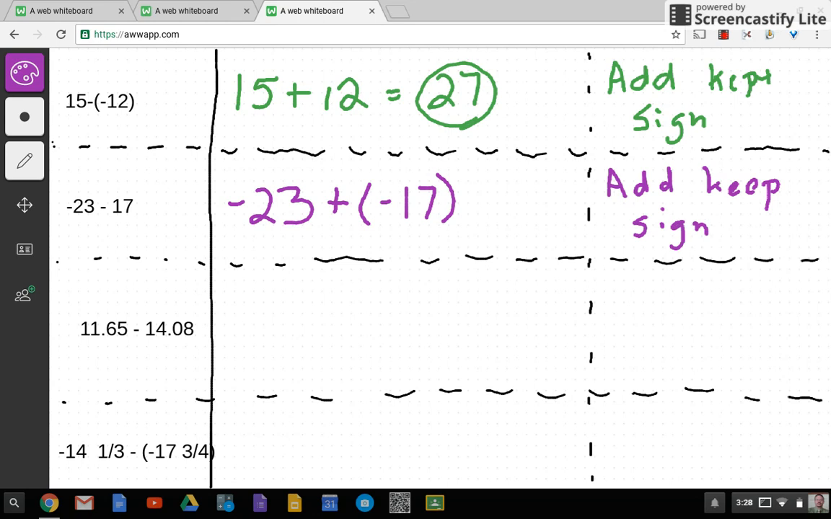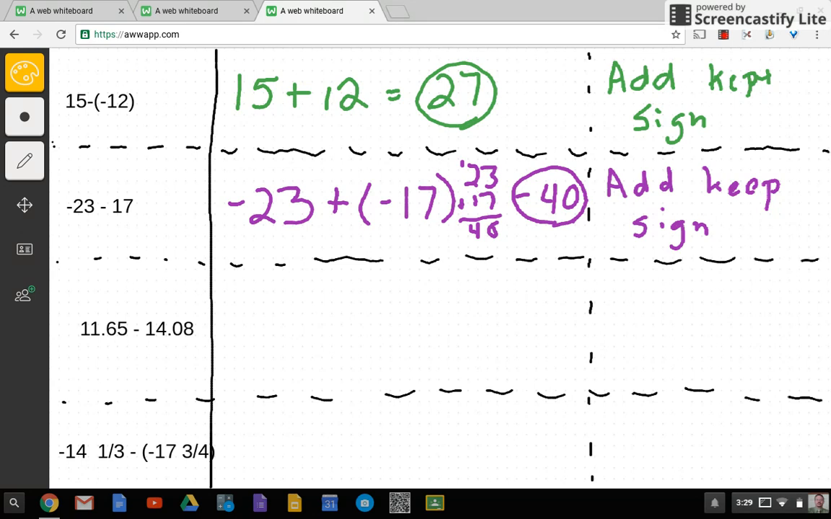So 23 plus 17, if I add those, is going to be, let's see, that's going to be 40. So this is going to actually be a negative 40. So a negative 23 and a negative 17 together are negative 40. Okay. Next problem.